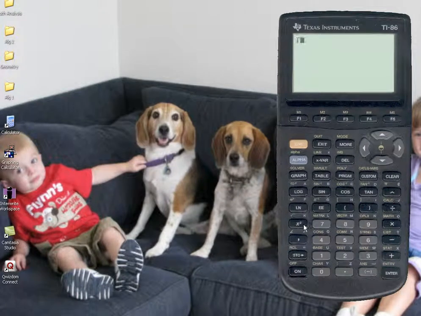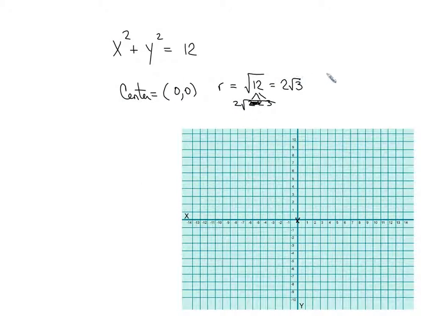So the square root of 12 is about 3.5. Just round it off to the nearest tenth. Don't write that the radius is 3.5. Write that the radius is 2 square root of 3. But for purposes of graphing, we can use decimals on the graph. 3.5 to the right, 3.5 to the left, 3.5 up, 3.5 down, and then you draw your circle in. Just to save time, I'm going to cheat. There we go.